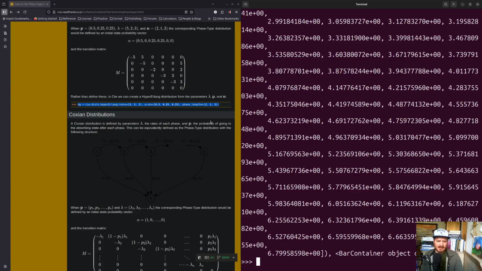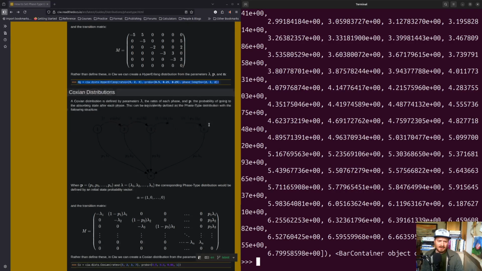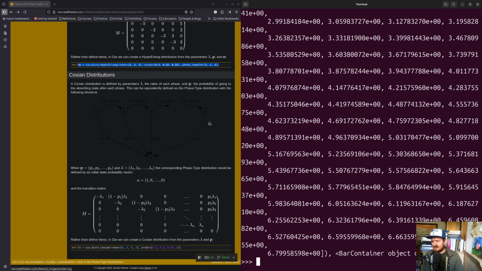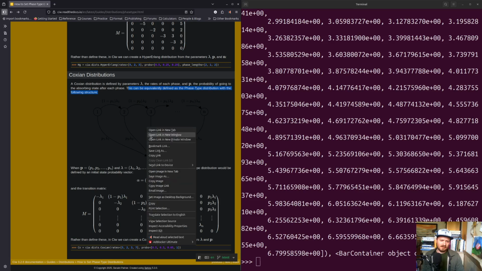Okay, I think this is the last distribution we're going to cover in this video, which is another special case of the phase type distribution called the Coxian distribution. I think that's because there's a statistician whose last name is Cox. A Coxian distribution is defined by parameters lambda, the rates of each phase, and the probability vector p, the probability of going into the absorbing state after each phase. This can equivalently be defined as a phase type distribution with the following structure.